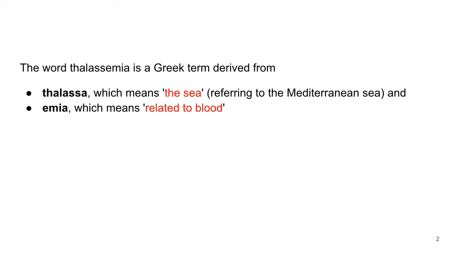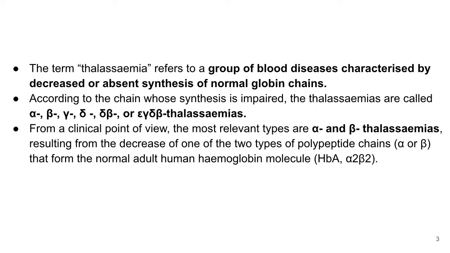The word thalassemia is a Greek term derived from thalassa, which means the sea, and emia, which means related to blood. The sea related to blood. The term thalassemia basically refers to a group of blood diseases characterized by decreased or absent synthesis of normal globin chains. According to the chain whose synthesis is impaired, the thalassemias are called alpha, beta, gamma, and delta beta thalassemias. From a clinical point of view, the most relevant types are alpha and beta thalassemias.